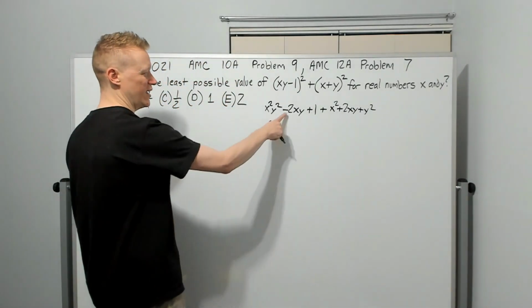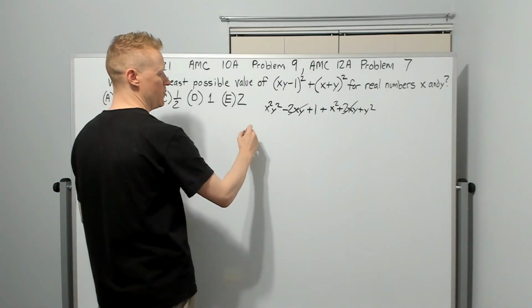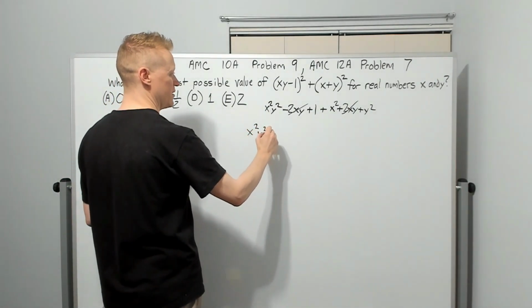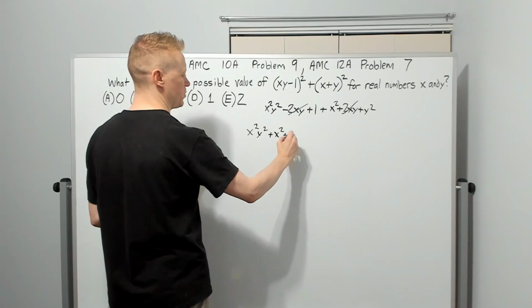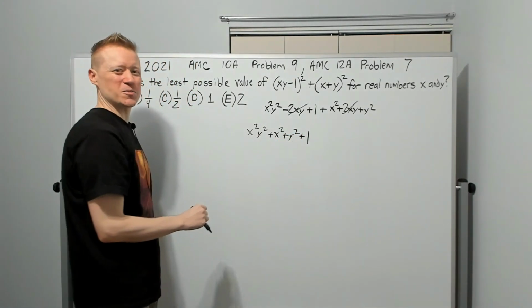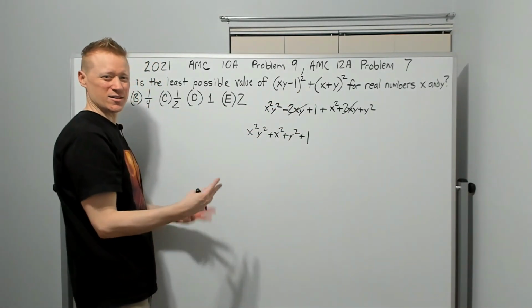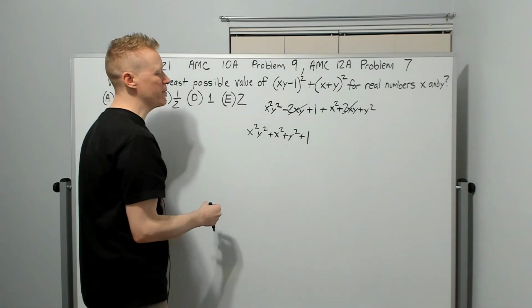Look at negative, positive, goodbye xy terms. And then we have what? X squared y squared plus x squared plus y squared plus 1. I wrote the squareds first because now we can actually think about it. The 1 is not in the middle of a square. There's not anything weird going on. We're probably not going to get trapped here.